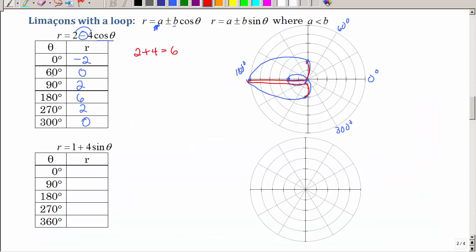Also, I want you to notice I gave you some specific numbers. Those are the two angles that the graph went through. You could call it the origin, but that's really not correct. It's through the pole.